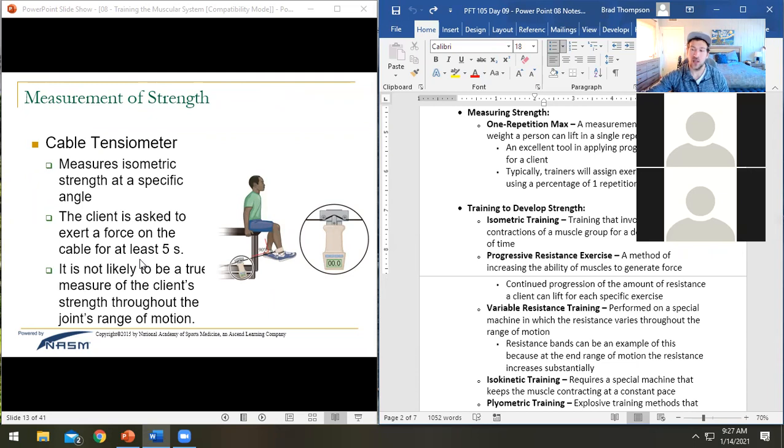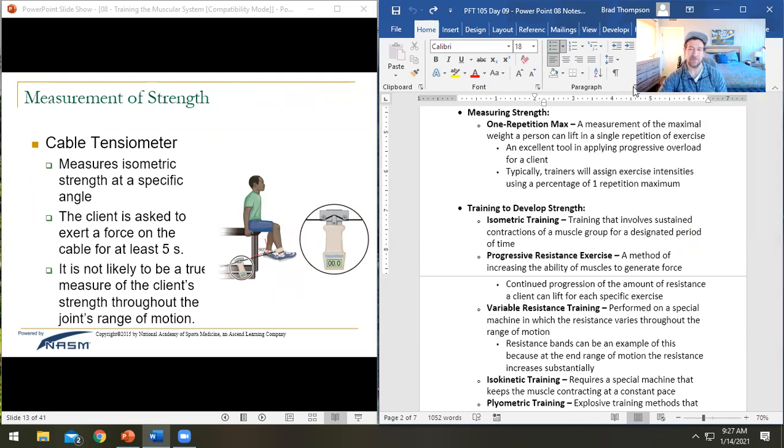All right. So how do we measure strength? Lots of different ways. One of the cool ones, I think, that is kind of fun is what's called a cable tensiometer. You're not going to see this in most gyms, but this is kind of cool. It can actually tell you how much isometric tension you can generate, which is fun.